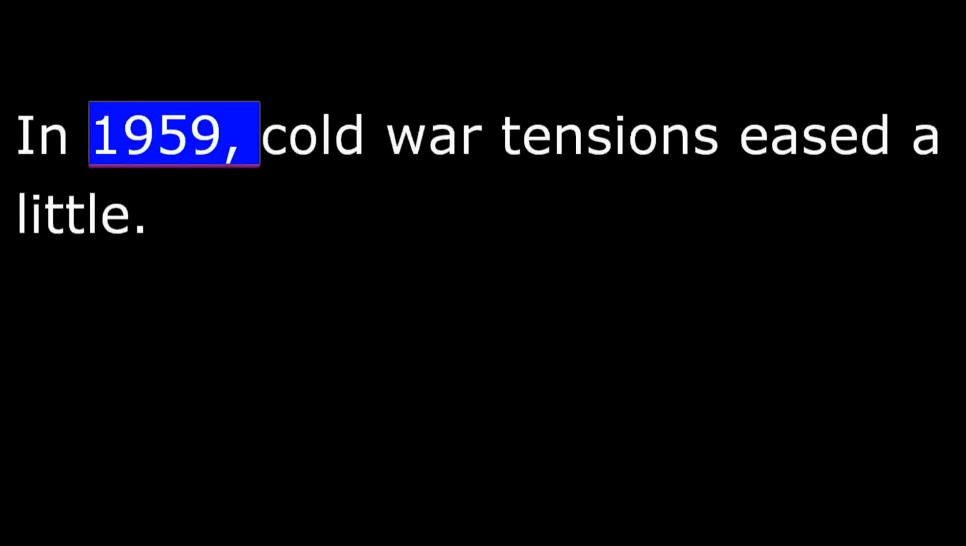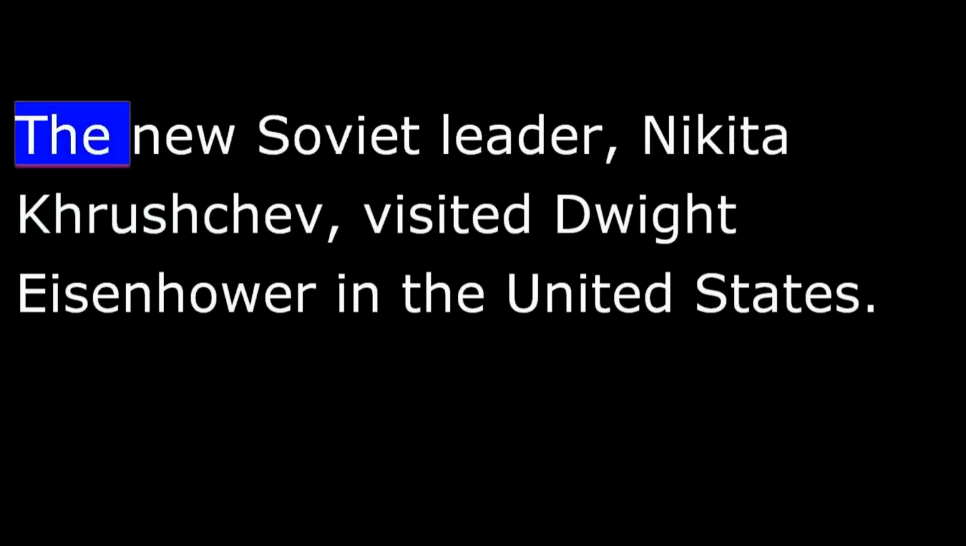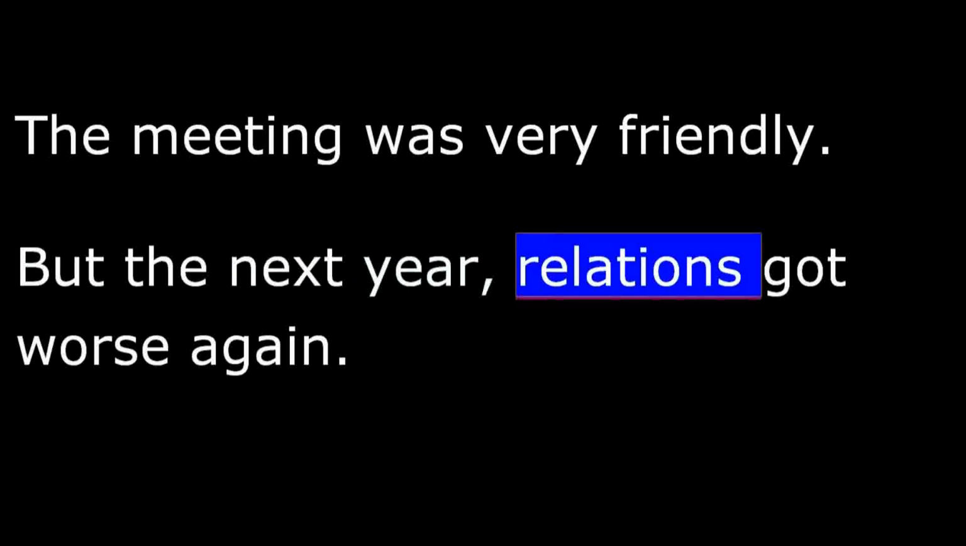In 1959, Cold War tensions eased a little. The new Soviet leader, Nikita Khrushchev, visited Dwight Eisenhower in the United States. The meeting was very friendly. But the next year, relations got worse again.